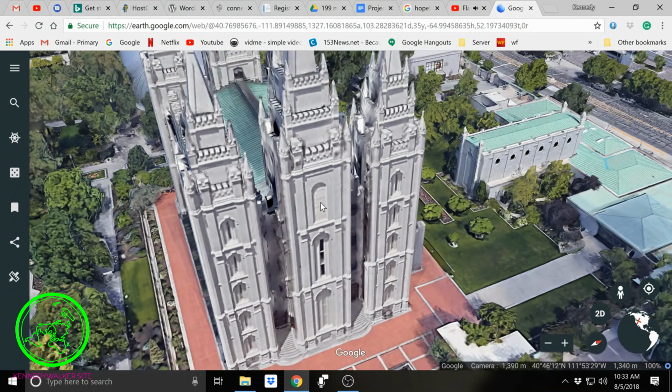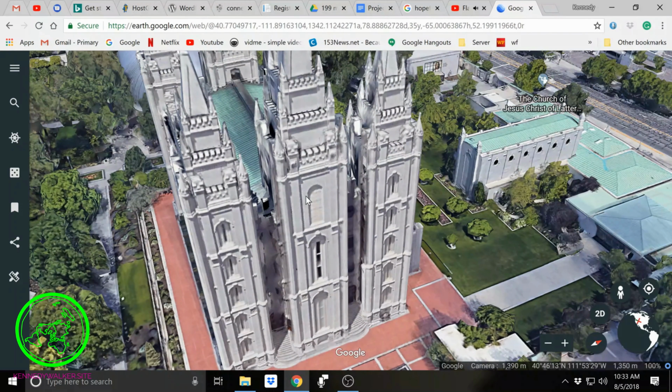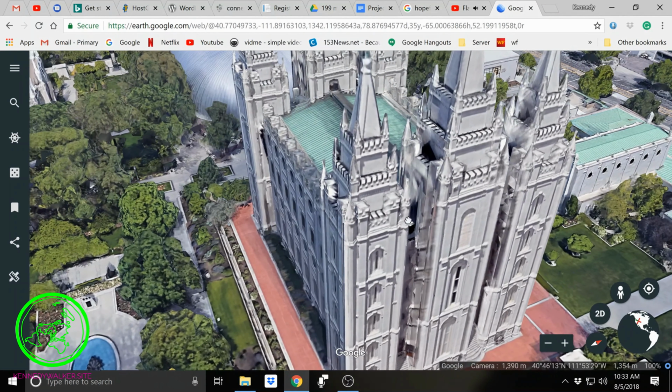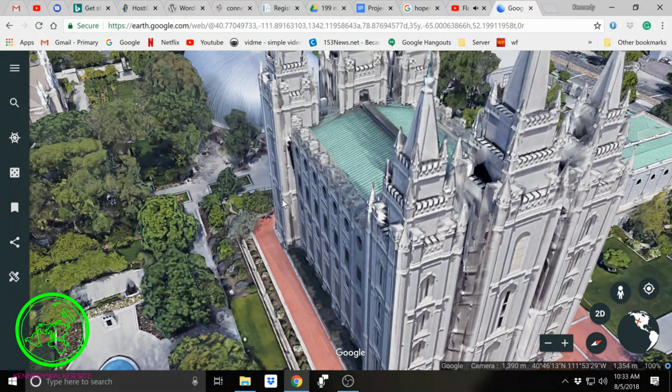There to the left. So now, why do you hide the symbols that are on the temple? Are there no symbols on it? I've been here before, so I know what's on it.